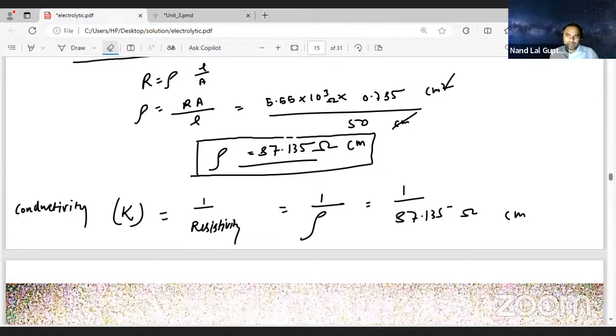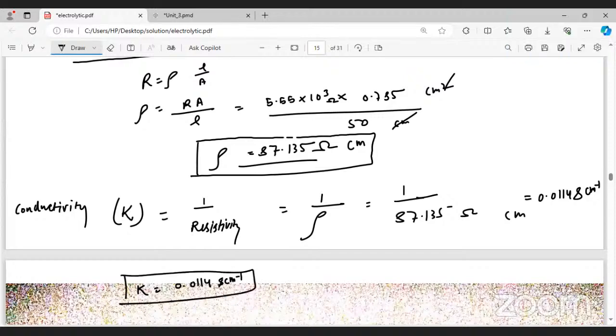87.135. So this value is going to be 0.0114. Ohm will go in the numerator, so ohm inverse means Siemens centimeter inverse. I already taught you the unit of K. So K is equal to 0.01148, or just 3 digits, that is more than enough. The unit is Siemens centimeter inverse.